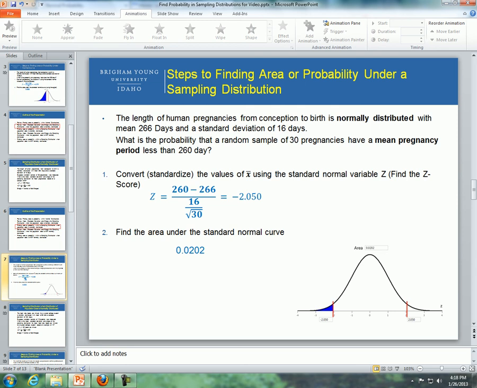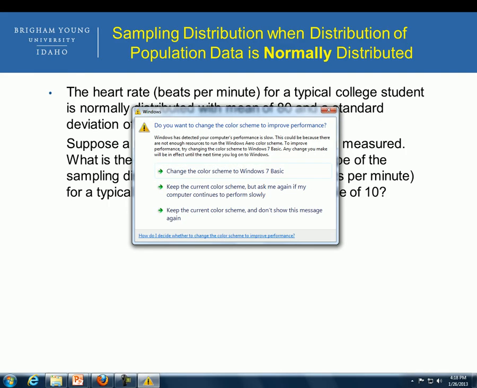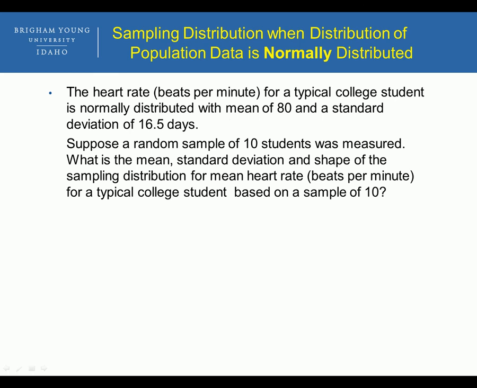Okay, so now what I want to do is go through here. Let's review. I'm going to put this up here. So the heart rate for a typical college student is normally distributed with a mean of 80 and a standard deviation of 16.5. Suppose a random sample of 10 students was measured. What is the mean, the standard deviation, and shape of a sampling distribution for mean heart rate for a typical student based on a sample of 10?